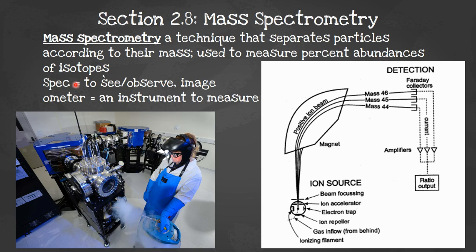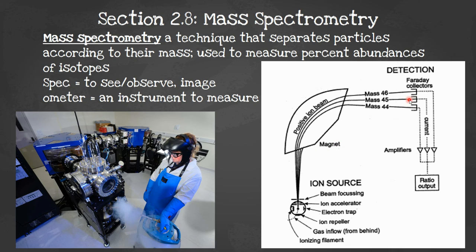So the spec part of spectrometry means to see or observe an image. So you guys will see the images that come out of this machine. And the ometer part means an instrument used to measure. And you can see she has her fancy mass spectrometer here, and she is being very careful not to contaminate the sample.